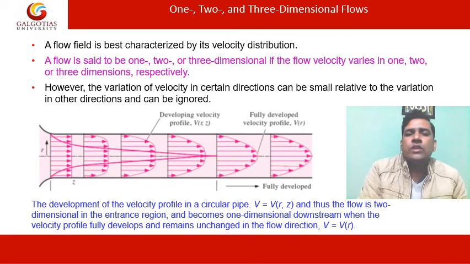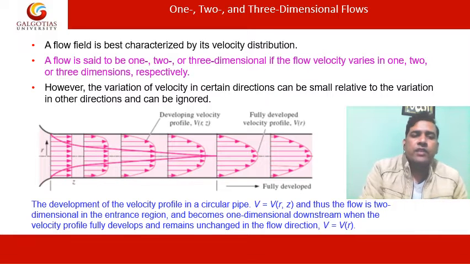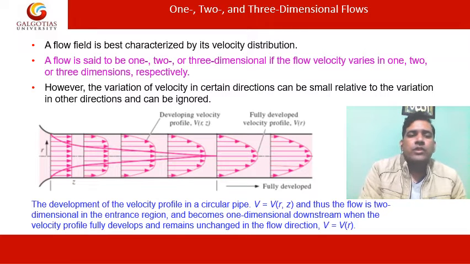Then there are one, two, and three-dimensional flows. This is another kind of classification. You have already studied these types of flows in fluid mechanics, and as you can see, the flow field is best characterized by its velocity distribution. The flow is said to be one, two or three dimensional if the flow velocity varies in one, two or three dimensions respectively. Therefore the variation of flow in a certain direction can be small relative to the variation in other directions and can be ignored.